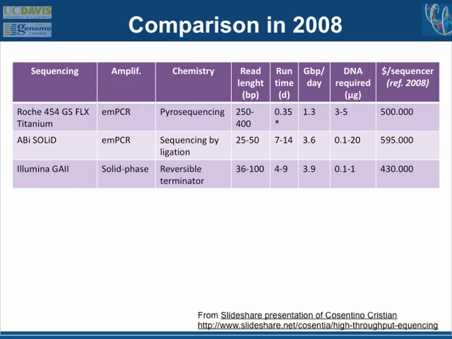So for many purposes, read length is all that matters. Of the three methods we've talked about, the 454 sequencing is the best for that.